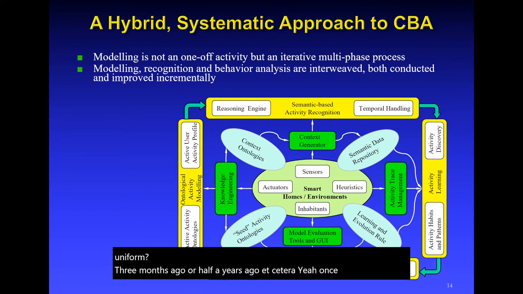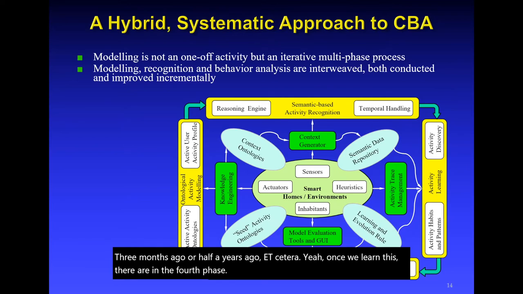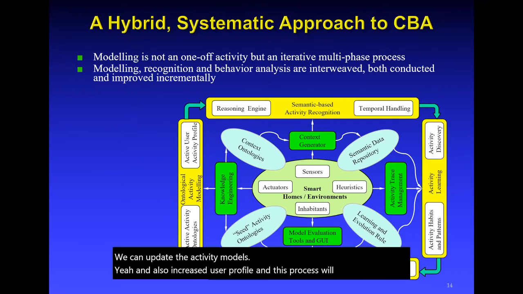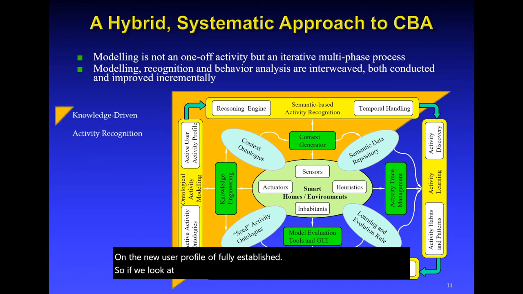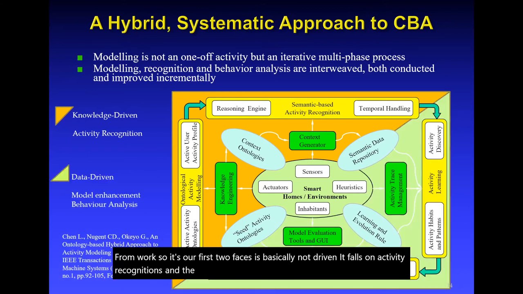Once we learn this, then in the fourth phase, we can update the activity models and also increase the user profile. And this process will iterate until no more new activities can be captured and the user profile is fully established. So if we look at this framework, the first two phases are basically knowledge driven, focused on activity recognition. And the third and fourth phases are data driven. They try to improve the model and also to derive the behavior.